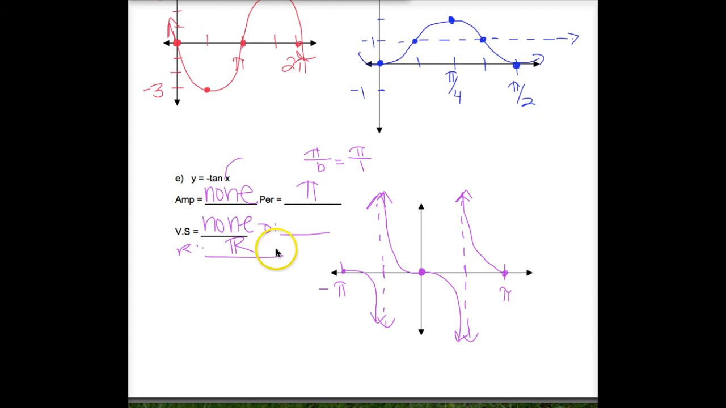So once I see that, I can come up with the domain. Remember that domain on tangents is all reals except all reals except every place where there's a vertical asymptote. So the first one is at pi over 2, and then we always do plus the period n. So the period is pi, so pi n. All reals except pi over 2 plus pi n.